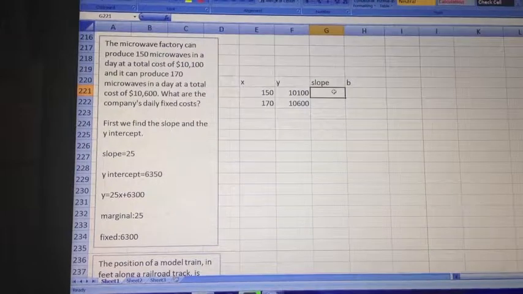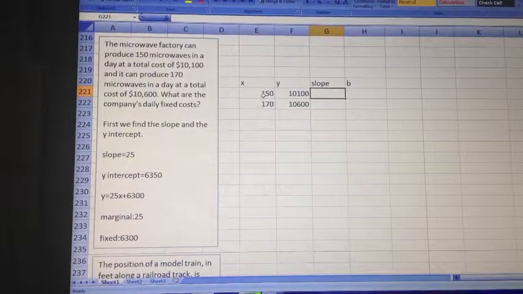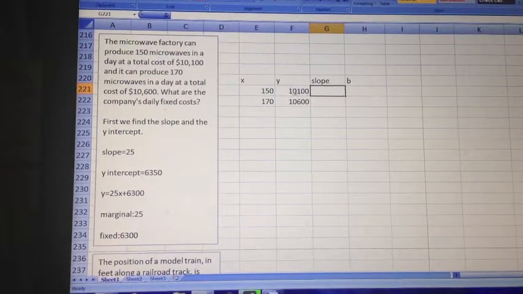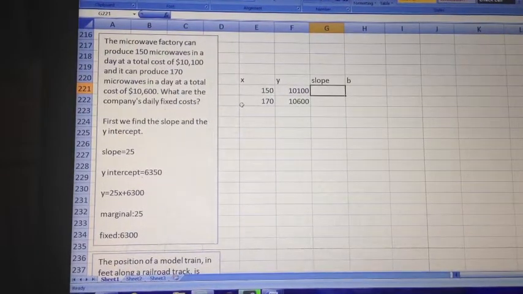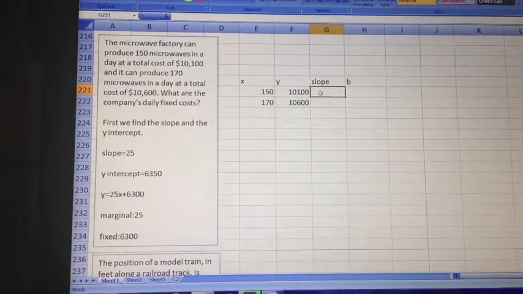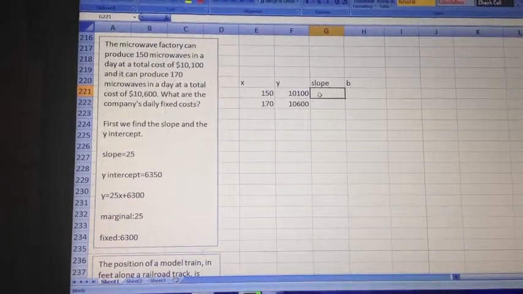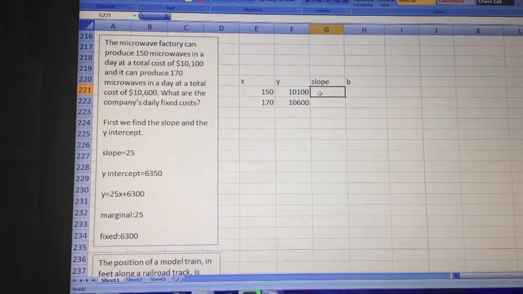So as we can see from the Excel spreadsheet, we put it right here. If the microwave factory can produce 150 microwaves at a total cost of $10,100, then that's our first x and y value. And then they can produce 170 microwaves at a total cost of $10,600, so that's our second x and y value. So first we need to find the line that these points are on. So we need to find the equation. So we need to first look and find the slope. So to do this, we use the equation that we've been using, y2 minus y1 divided by x2 minus x1.